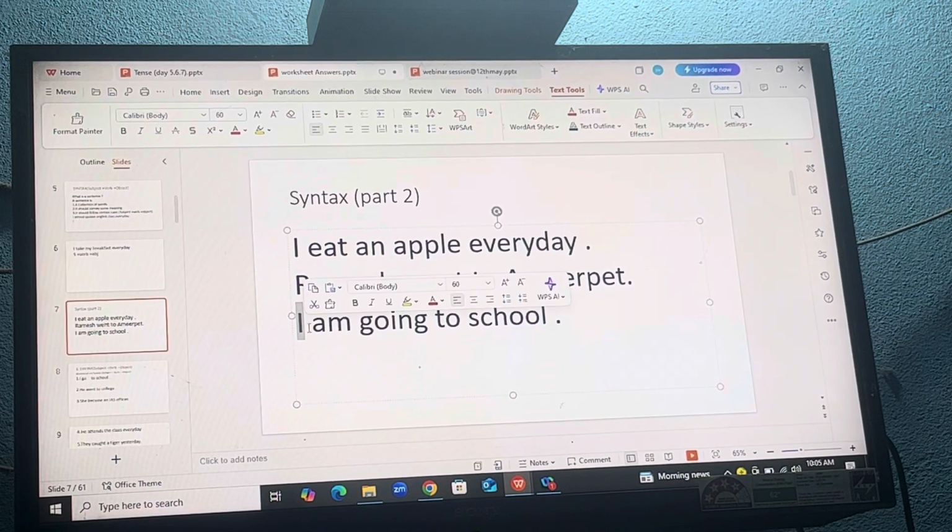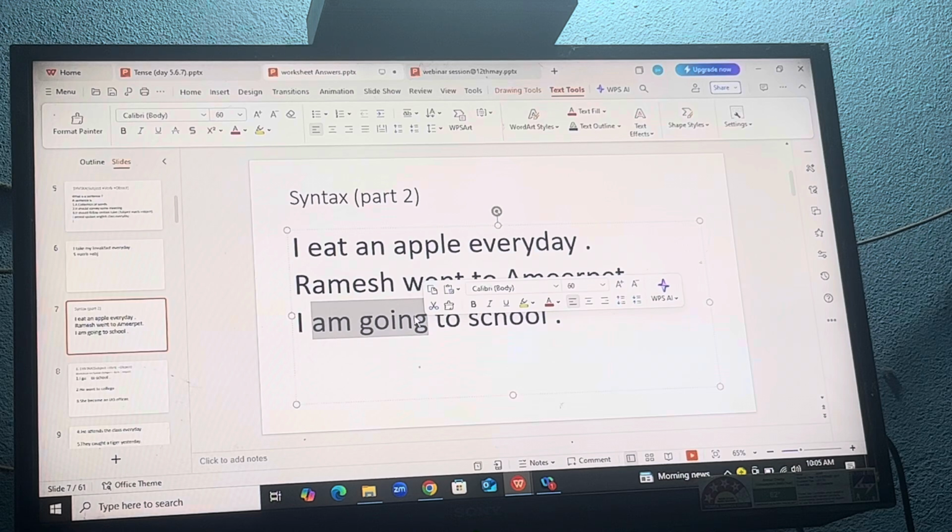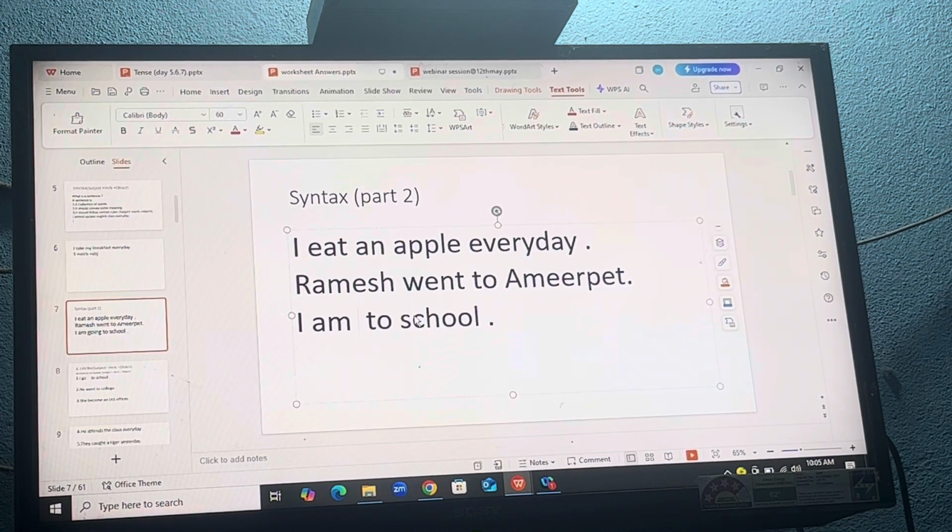I is my subject, am going. Very nice. Am going is my verb. Why? Because let's say if I remove this, I am to school. Any meaning? No meaning. That's the reason we need to know that in case of helping verbs, though it's a helping verb, don't get into that complexity. Just consider both the things as one entity.